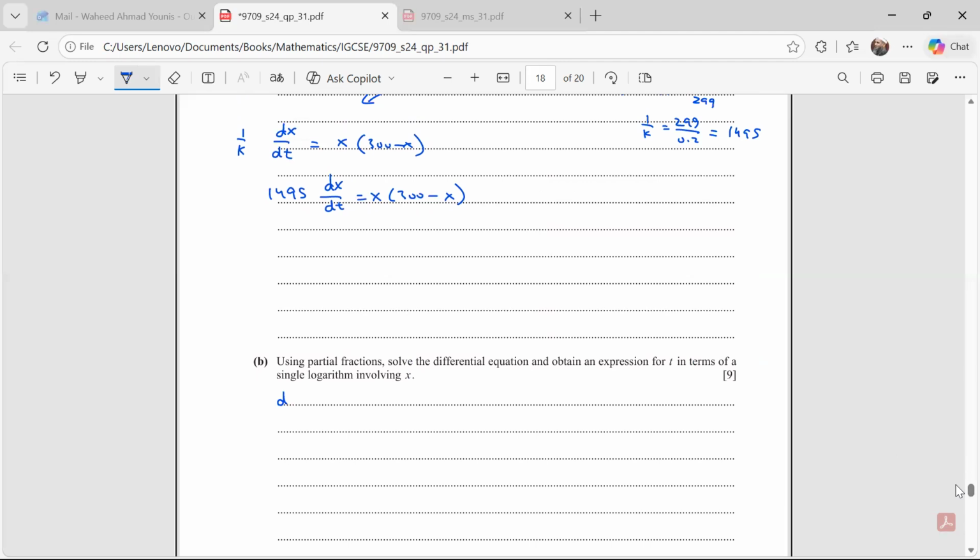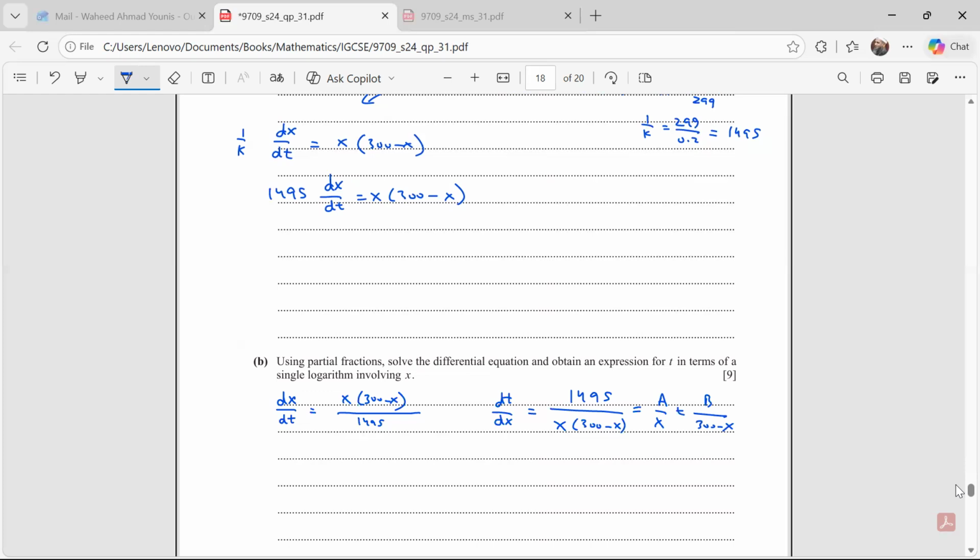Do you agree that dx by dt is equal to x into 300 minus x over 1495? Or dt by dx, if I take the reciprocal, is 1495 divided by x into 300 minus x, right? So let me expand it in partial fractions. I will write A over x plus B over 300 minus x.